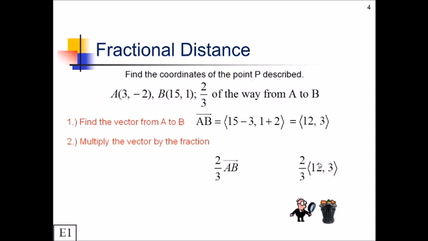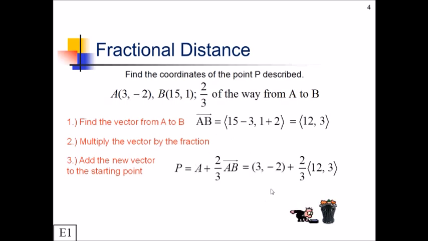So to find my new point, I have to add these directions to the starting point. So our starting point was A, because we're going from A to B. So we're going to do A plus 2/3 the vector. So 3, -2 plus 2/3 of that. And at this point, all we have to do is evaluate this. So 2/3 of 12, 3, we're dividing by 3 and then multiplying by 2. So 12 over 3 is 4, times 2 is 8, and then 2/3 of 3 is just 2. So we've got the point 3, -2 plus the vector 8, 2.